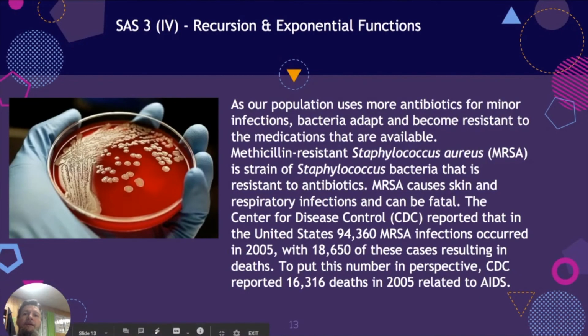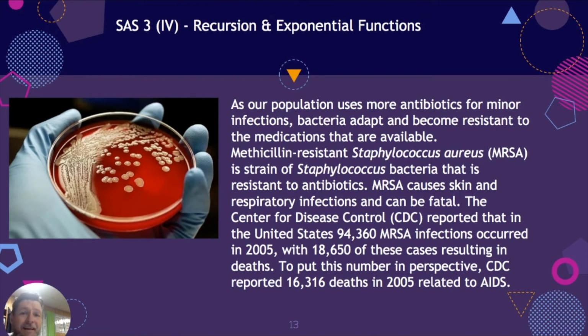So, now as our population uses more antibiotics for minor infections, bacteria adapt and become more resistant to the medications that are available. Methicillin-resistant Staphylococcus aureus, or MRSA, is a strain of Staphylococcus bacteria that is resistant to antibiotics. It causes skin and respiratory infections, and it can be fatal. The CDC reported that in the United States, 94,360 MRSA infections occurred in 2005, with 18,650 of these cases resulting in deaths.